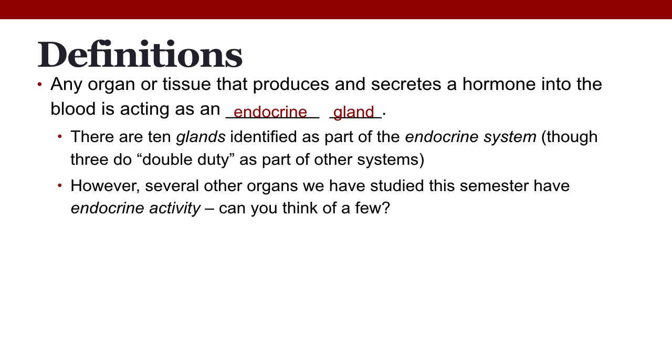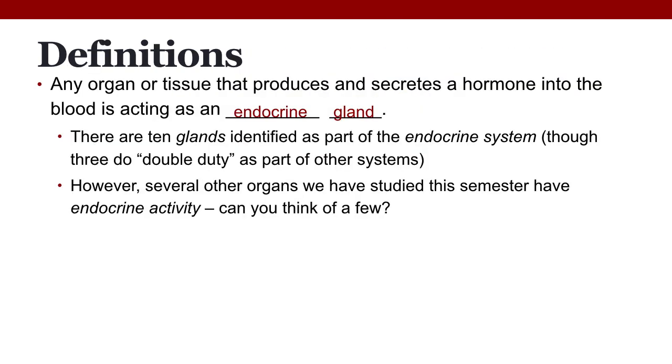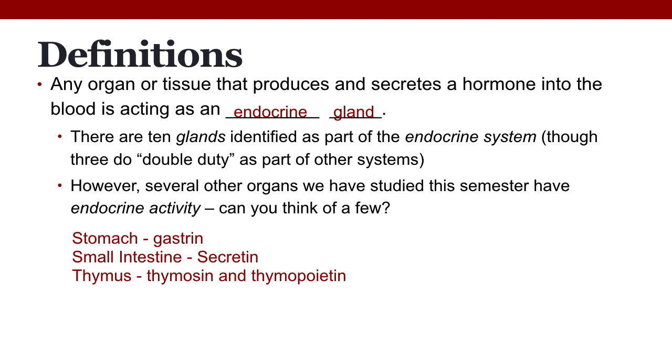So there are other organs that we've studied this semester that also have endocrine activity that were not on those lists. So for example, the stomach would be one. The stomach secretes the hormone gastrin, and recall that that plays an important role in control of gastric acid secretions. The small intestine is another example. It secretes secretin, which stimulates secretion of bicarbonate-rich fluids from the pancreas and liver.